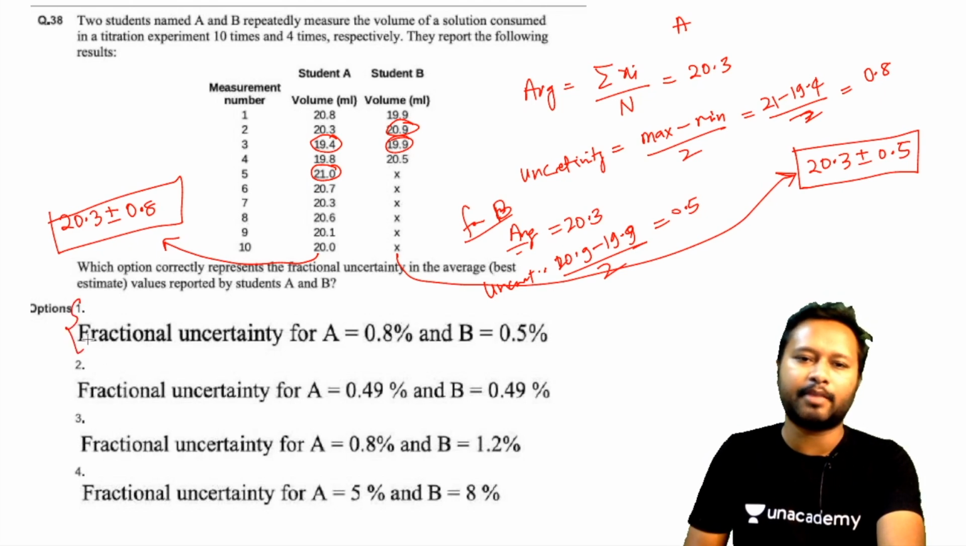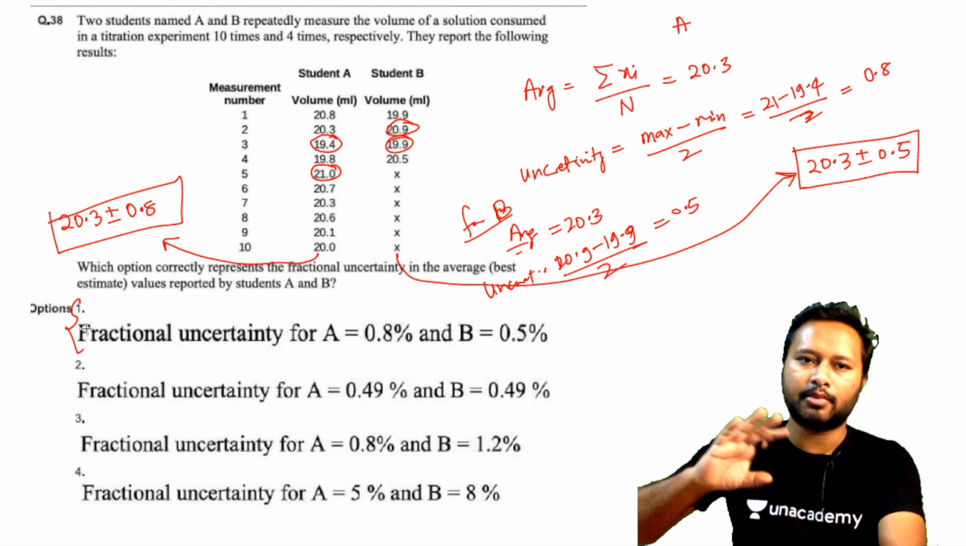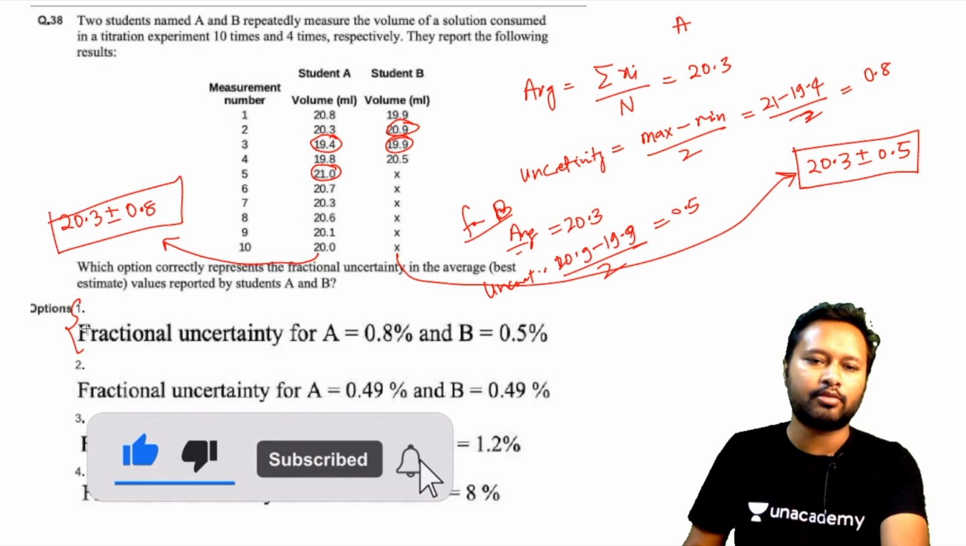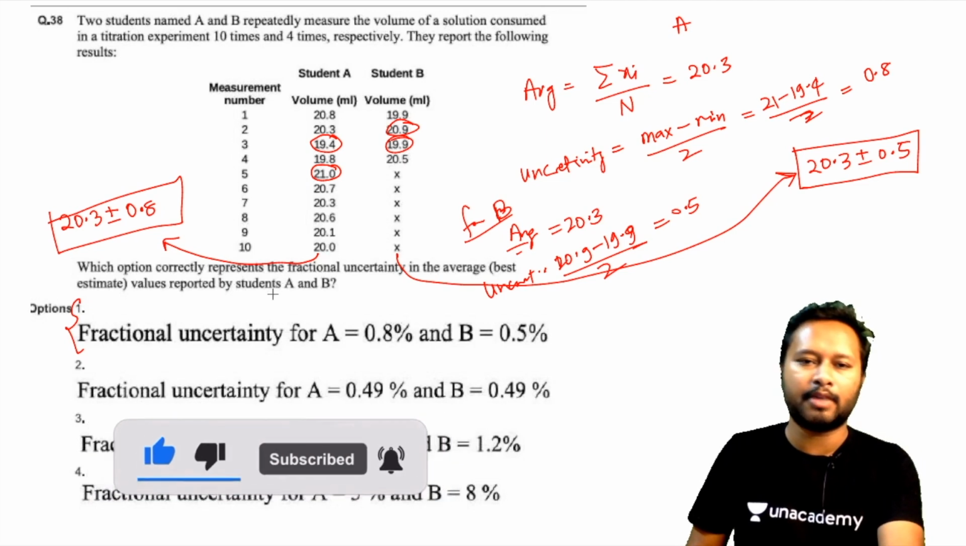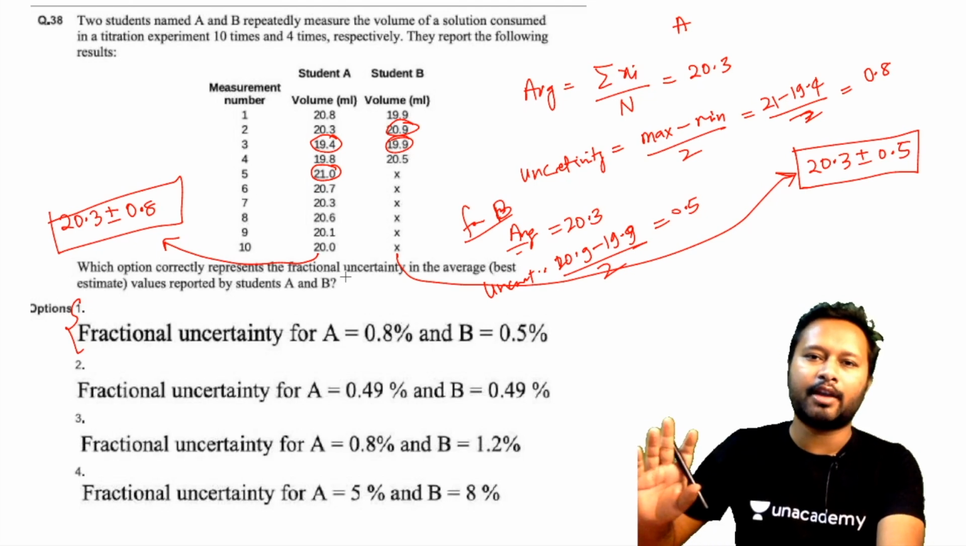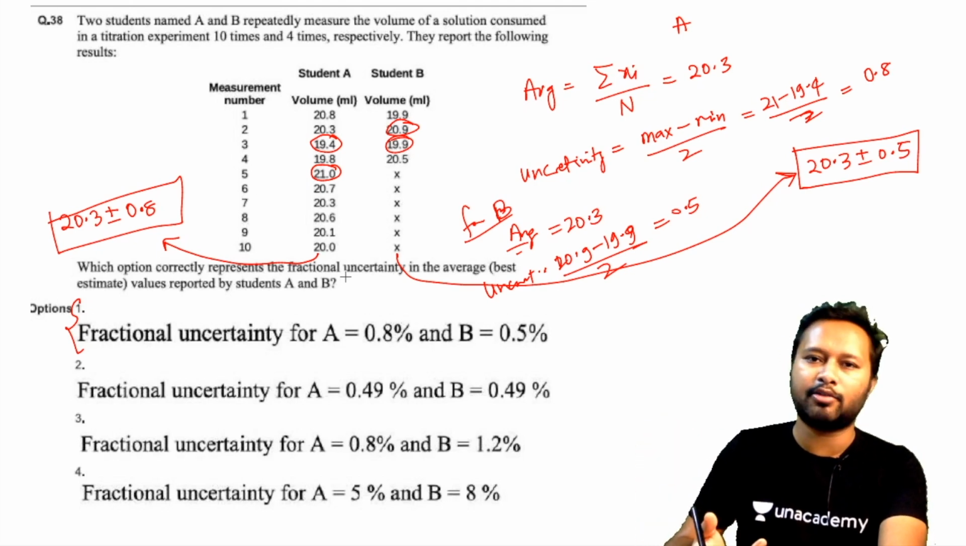I guess I'm missing something. The comment section is open for debate on this particular question. You can give your input on how to solve this. But for now, I think the answer should be option A. Is there any other method? Yes, it may be, and fractional uncertainty should be calculated, so I think I'm missing something. If I find the solution, I'll definitely let you guys know.